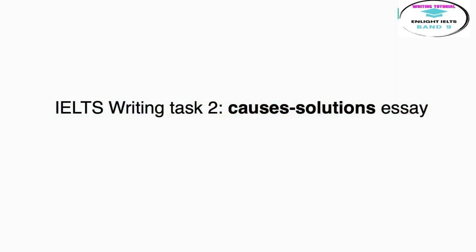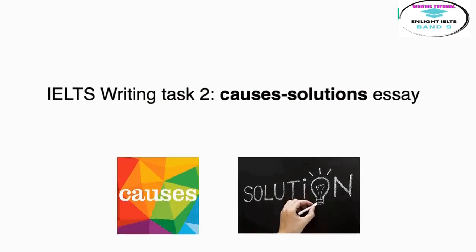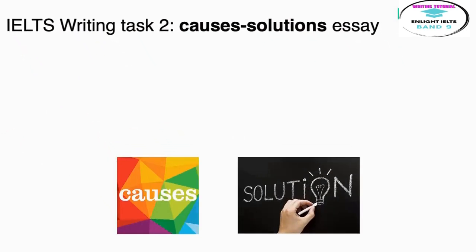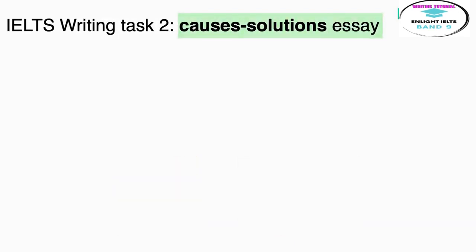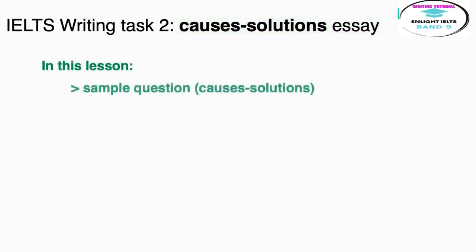Today, I will explain to you how to write a Band 9 essay about causes and solutions in IELTS Writing Task 2. There are many question types that you can get in IELTS Writing Task 2, but causes and solutions essays are very common. So, in this lesson, I will give you an example of a question that describes some problem and asks you to write about its causes and solutions.